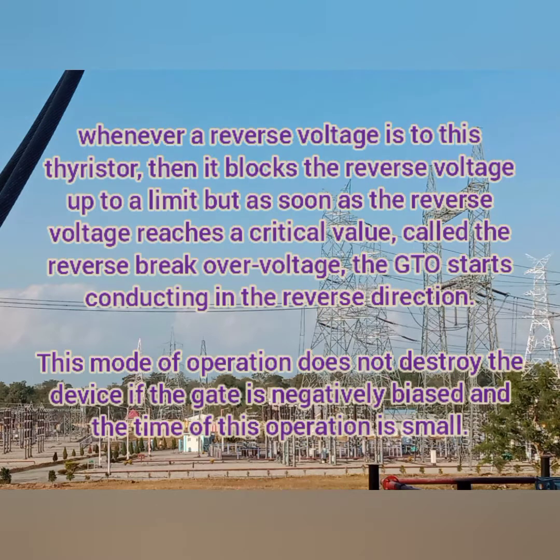So whenever a reverse voltage is given to the thyristor, it blocks, and the reverse voltage blocking will be up to certain limits only. So whenever the avalanche breakdown takes place, then automatically the GTO starts conducting in the reverse direction. This mode of operation does not destroy the device if the gate is negatively biased and the time of operation is very much smaller.